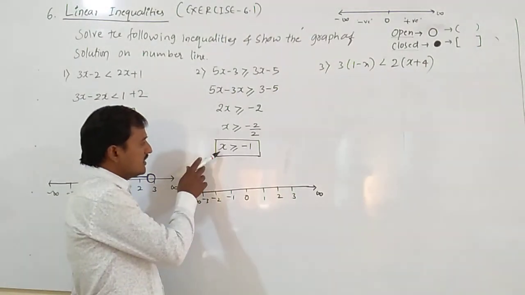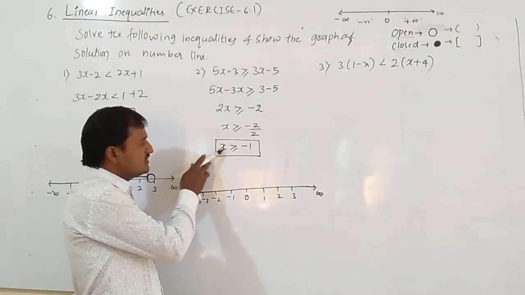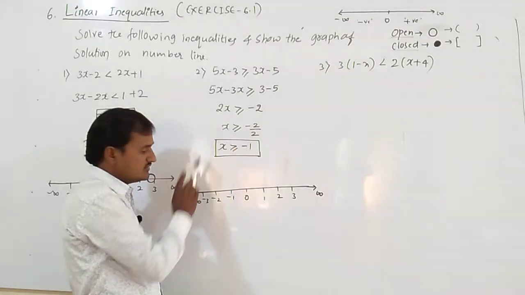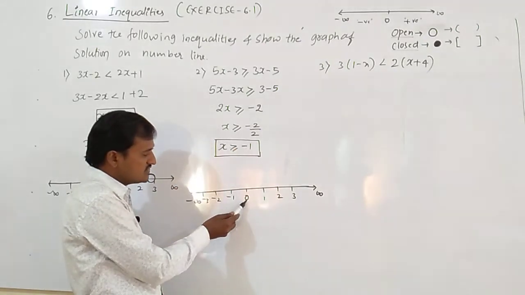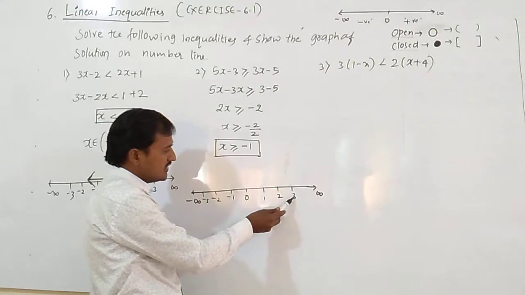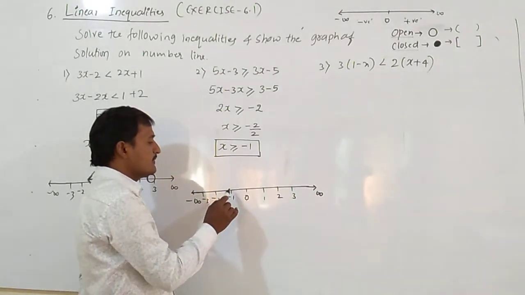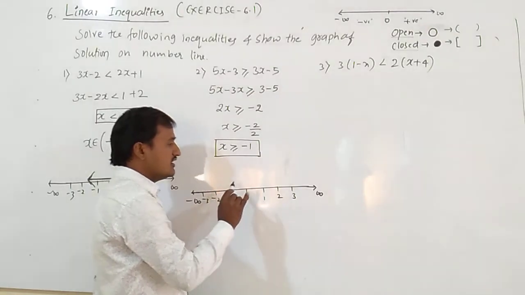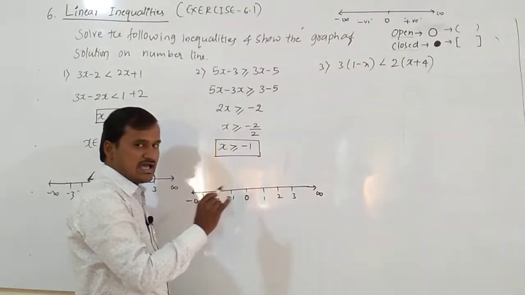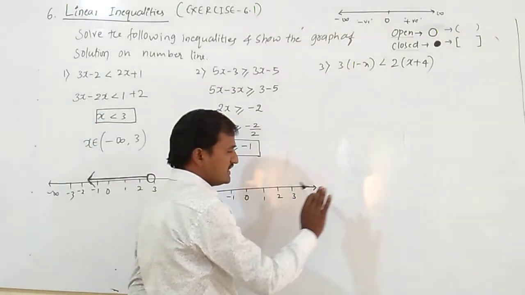Now, what are the values of x? Those values of x are more than minus 1. More than minus 1 means we will take 0, 1, 2, 3 up to infinity. So it means that you have to write the solution on a number line by using the arrow mark, that is the right side of the number line.